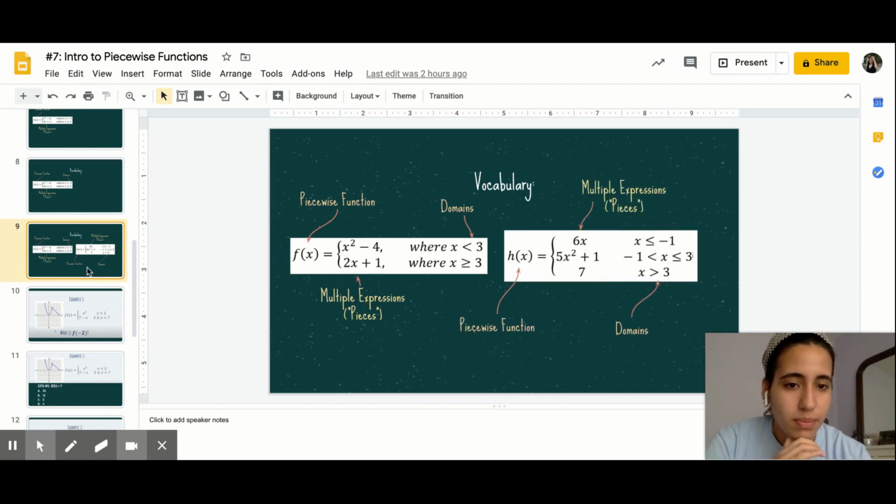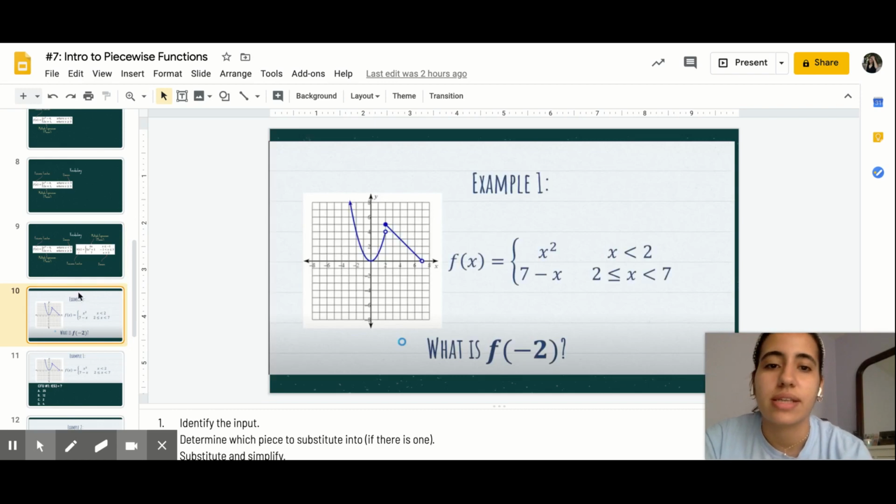Here's another example. Take a second to examine that, maybe compare and contrast, what's similar, what's different. Notice that those basic 3 vocabulary words stay consistent. All right, now let's jump into our first example.